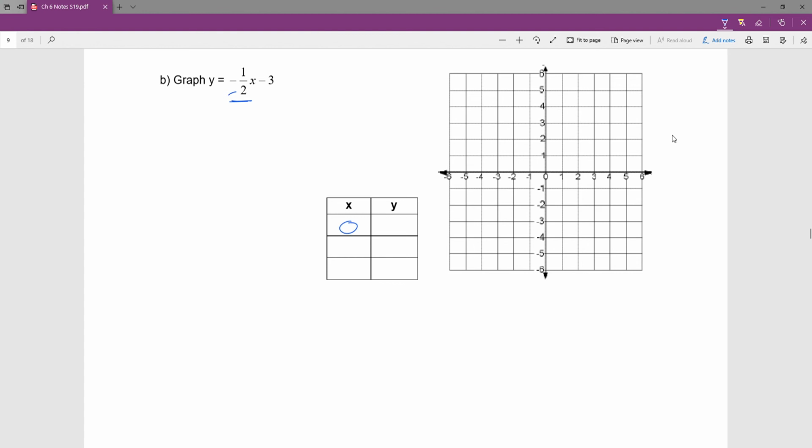But because I have a 2 down below, I'm going to choose multiples of my denominator so that I stay in whole number land. I like fractions, but not that much. So I'm going to pick 2 and I'm going to pick 4. You could pick -2 and -4, or you could pick -2 and +2. It really doesn't matter. I choose the positive numbers because I tend to make mistakes with those negatives.